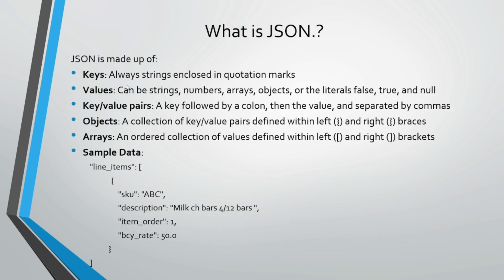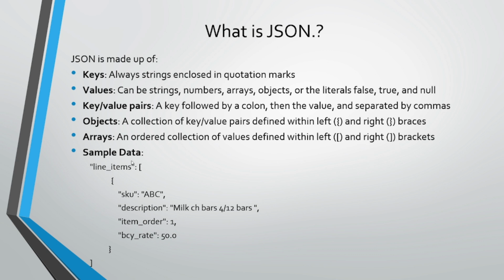JSON is made up of keys that are always enclosed in quotation marks. It also contains values. They can be strings, numbers, arrays, objects, literals like false, true, and null. You've got key value pairs, usually separated by a colon, and commas. Objects are a collection of key value pairs defined with the left and right braces, as you can see right here. These are the braces. And an array is an ordered collection of values defined with the left and right brackets.